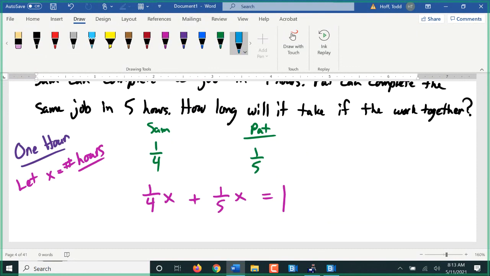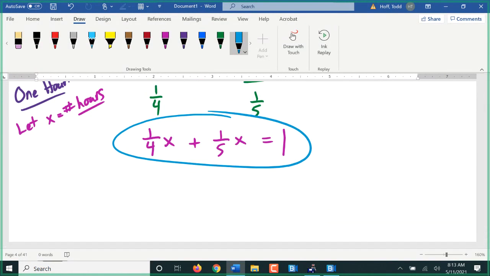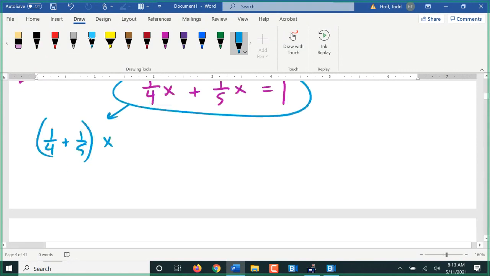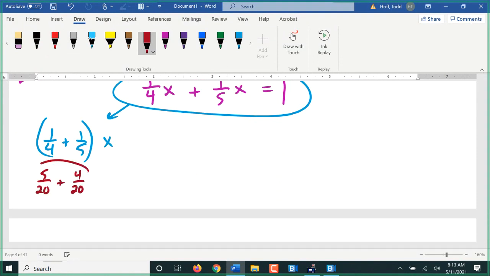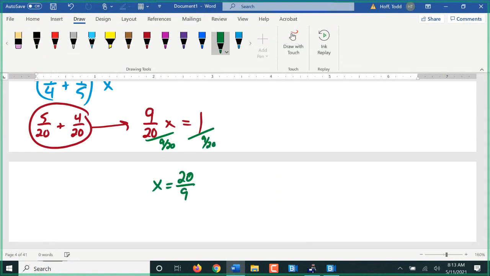Now, we have looked at equations like this before, and there are two ways we've solved them. One way we could solve it is to combine 1/4 plus 1/5 times x. If I combine them that way, 1/4 is 5/20, 1/5 is 4/20. So that would give us 9/20 x equals 1. And we would just solve that by dividing by 9/20. Gives us x equals 20 over 9, or 2.22222 hours.